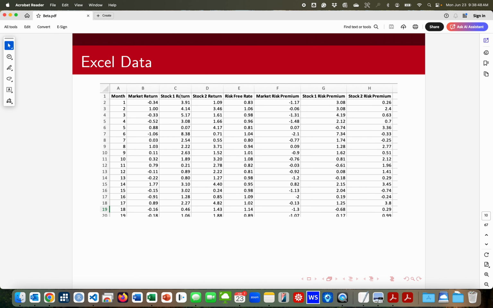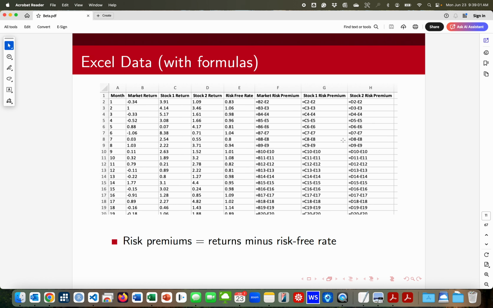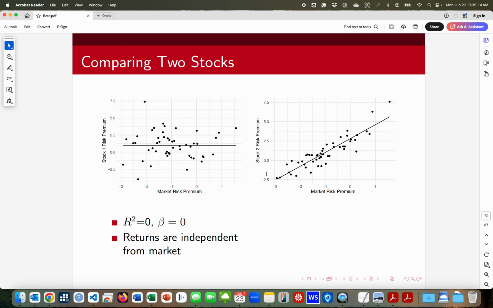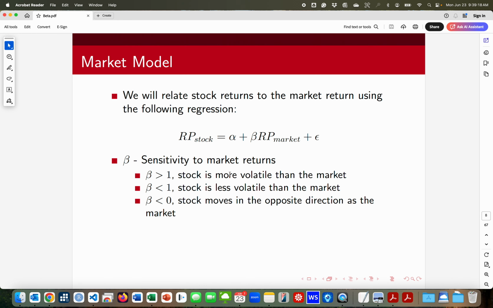The same thing for the stock 1 return. So take the stock 3.91, subtract the 0.83. That gives you your 3.08. So these stock risk premiums are just the differences between the market or stock returns and the risk-free rate. And here's another slide just with the formula so you can see exactly how that's working. So if we're going to compare two stocks here, this is very similar to what we had earlier, except what we have now is the risk premium. So let me scroll back up here to the top.